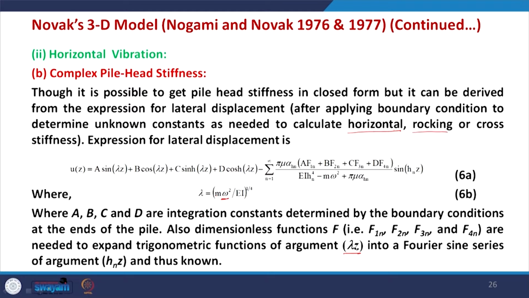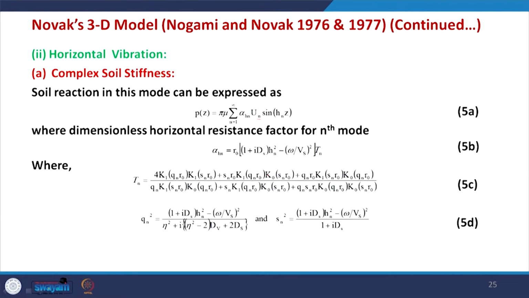So, everything is known. Using 6a you can relate the displacement on the left-hand side, and on the right-hand side you have the frequency and other parameters, and then you have this alpha H_n, which is the loading we have already given. Alpha H_n is given from equation 5b.